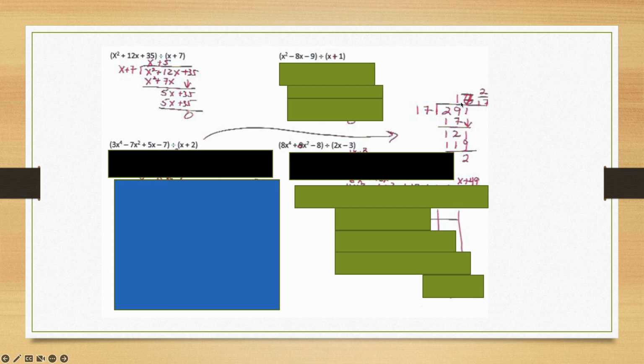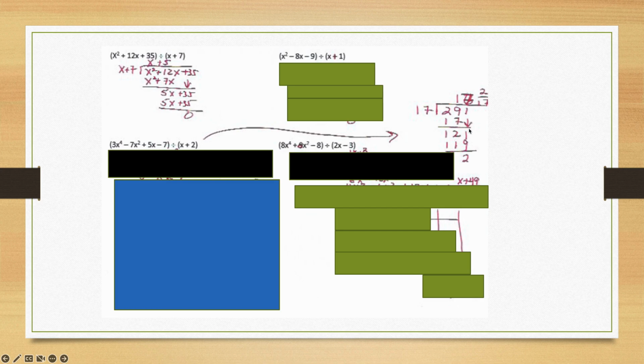So I wrote this problem on the right-hand side. I did 17 goes into 291. 17 will go into 29 once. That's why we put the 1 over the 9. And what we do here is 17 times 1, and that gives us 17. So I'm always going to multiply by how many times it goes into it, whatever the divisor is. So 17 times 1 is 17. That's a 12. Bring down the 1.